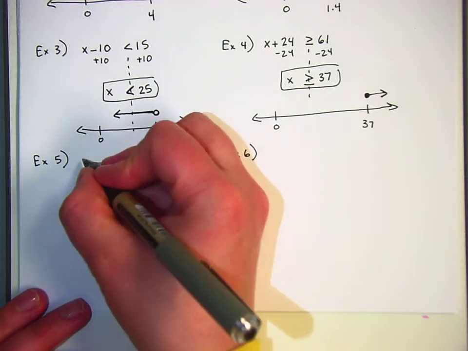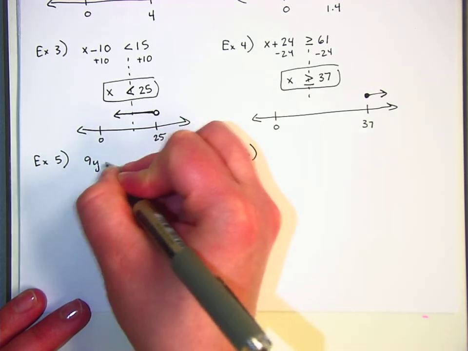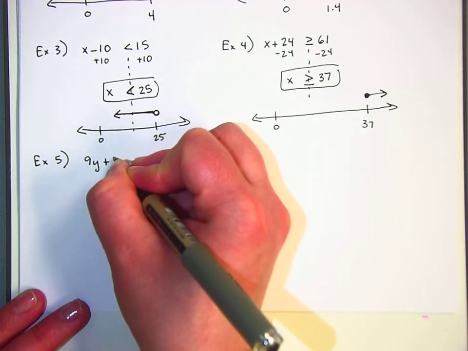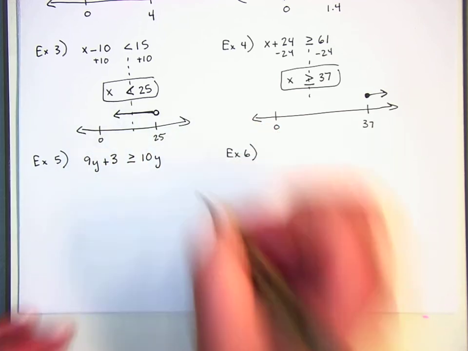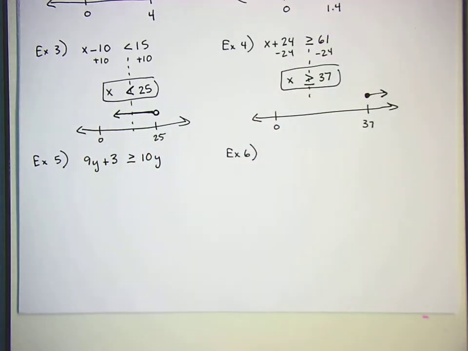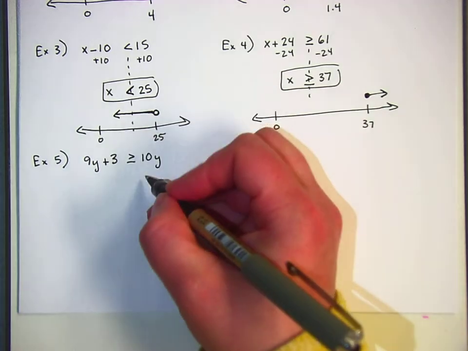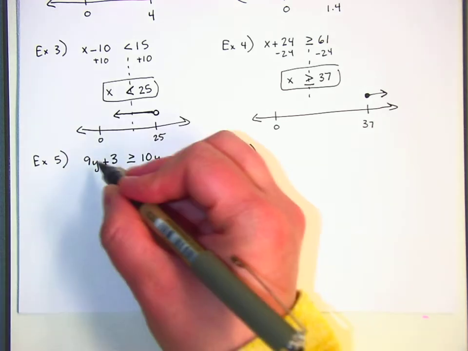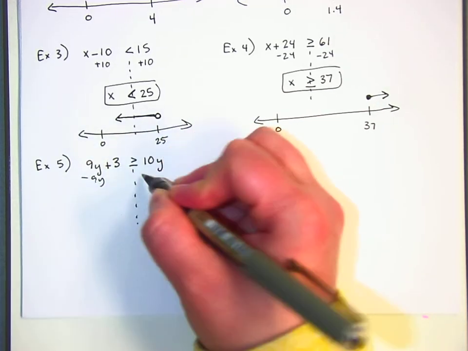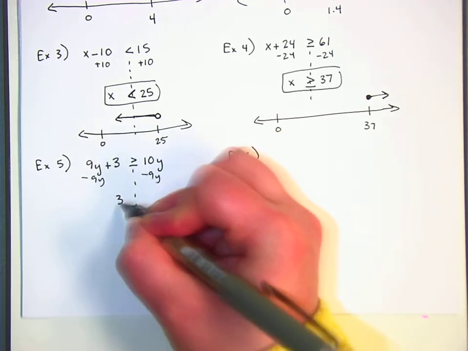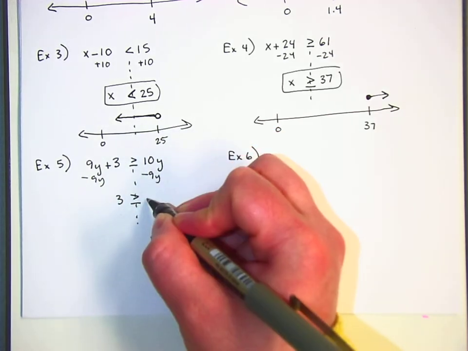All right, let's try this one. 9y plus 3 is greater than or equal to 10y. Now, if I was solving this problem, first I'd want to get the y's on the same side. So I'd subtract 9y from both sides, and now I've got 3 is greater than or equal to 1y, or just y.